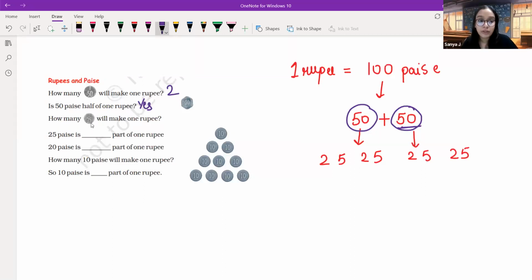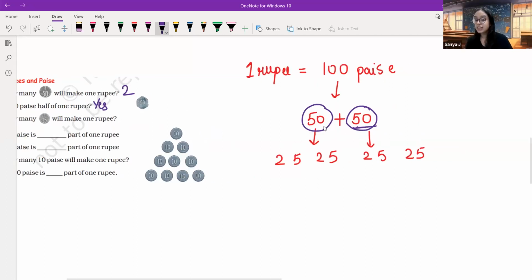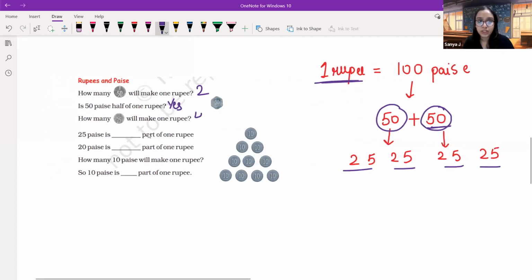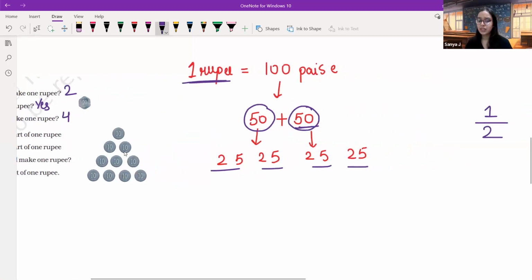How many 25 paise will make 1 rupee? We just noted over here that in 50 paise, we have 2 of 25 paise. In 1 rupee, we have 4 of 25 paise. So 4 over here. So 25 paise is what part of 1 rupee? We know that this whole represents 1 rupee. Correct?